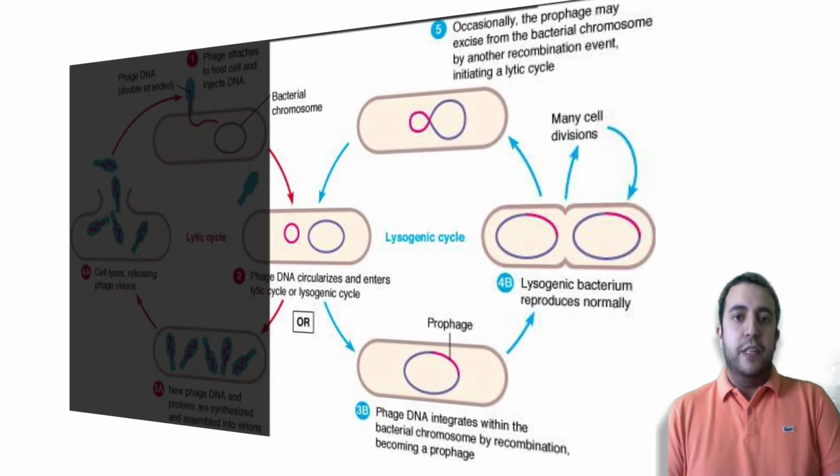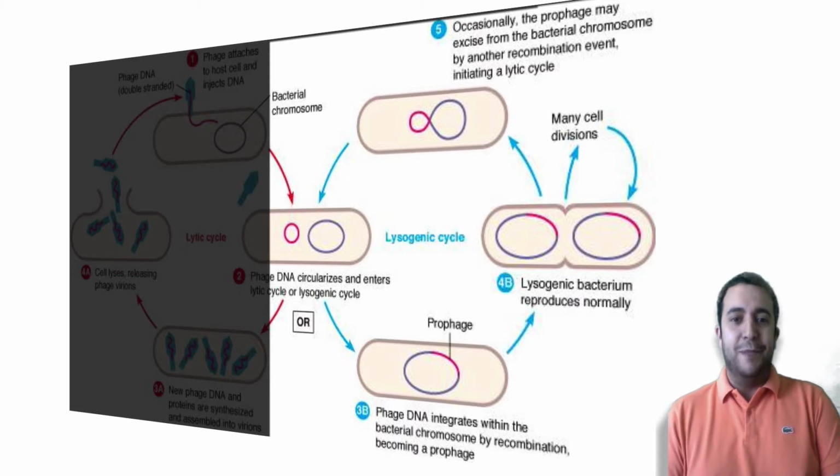The lysogenic cycle, however, is slightly different. Unlike the lytic cycle, in the lysogenic cycle the host cell doesn't die at the end. However, the virus is going to replicate its genome as long as the host cell is replicating itself.